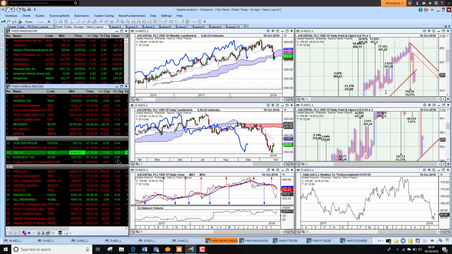Seeing Europe fairly mixed this morning, and the Asian markets all falling. This data on my screen is all coming from Yahoo. So this is Yahoo weekly, daily, and here I've got, we don't have 60-minute intraday data for Yahoo, but here I've got my daily chart, my on-balance volume, and a relative strength to the Dow Jones index, so I can just see how stocks are underperforming the US.